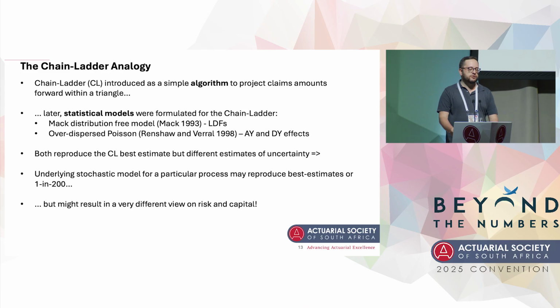So each one of these models produces that, but they actually produce very different estimates of uncertainty. What you can learn from this, using a very actuarial example, is that even if your stochastic model for a particular process comes to exactly the same answer in terms of a best estimate, nonetheless it might result in a very different view on risk and capital.